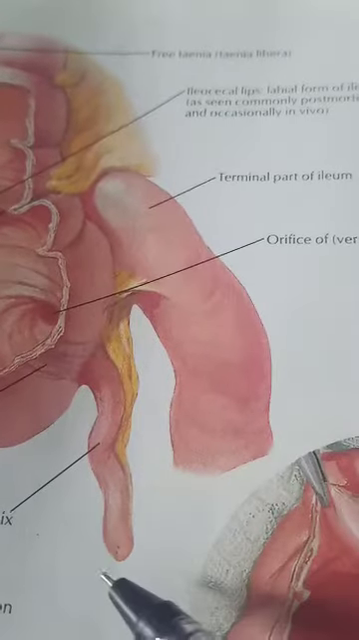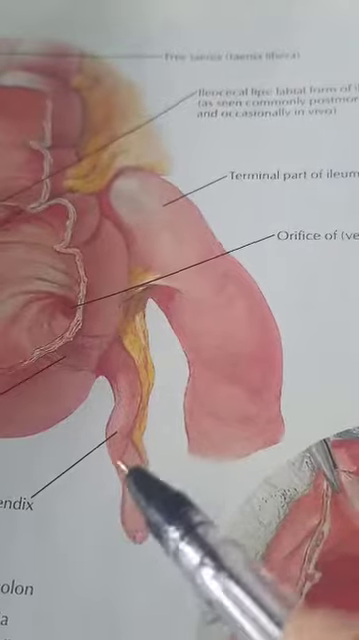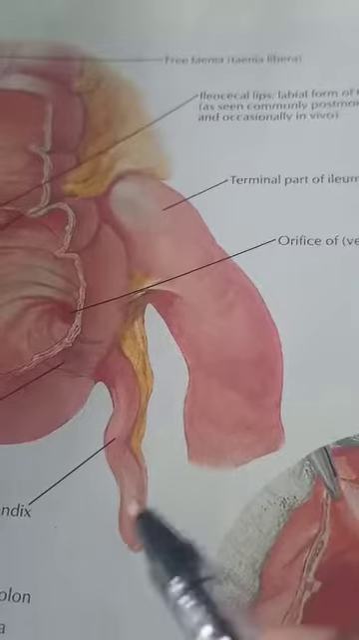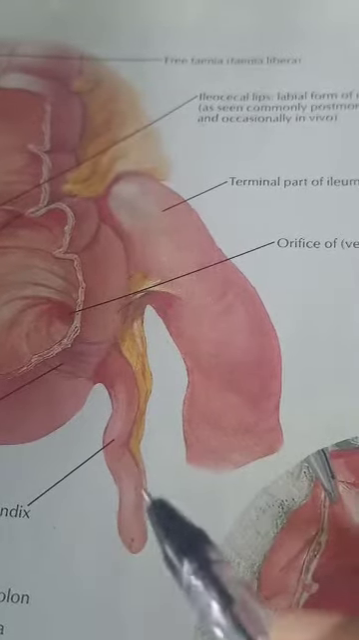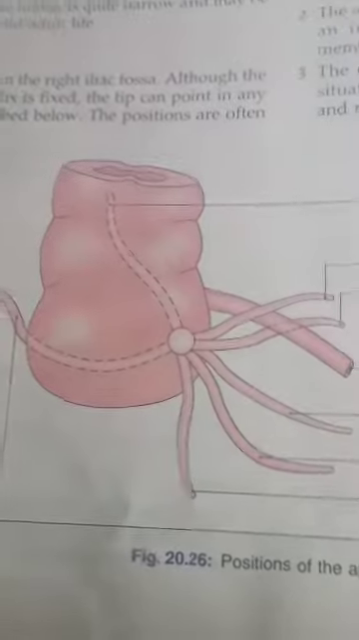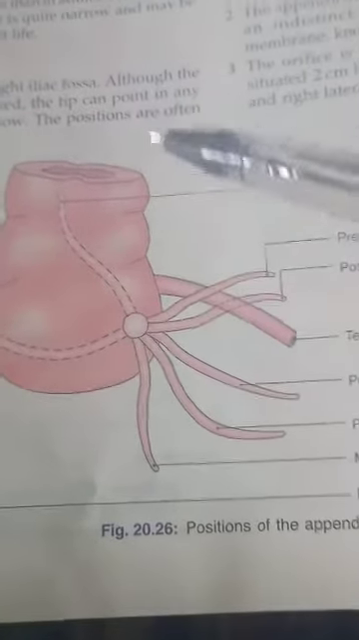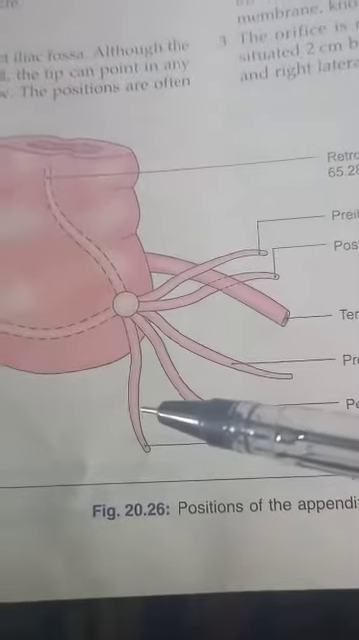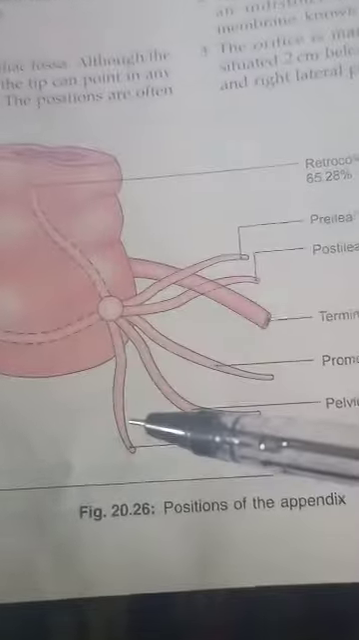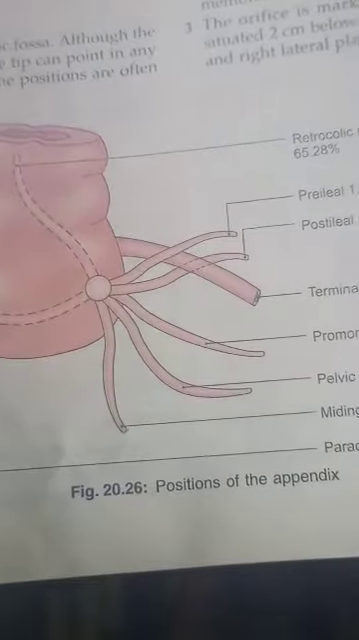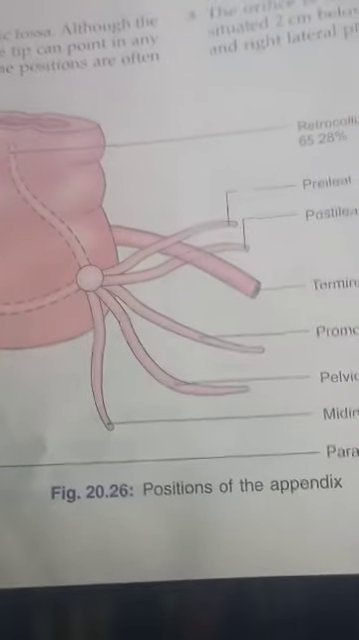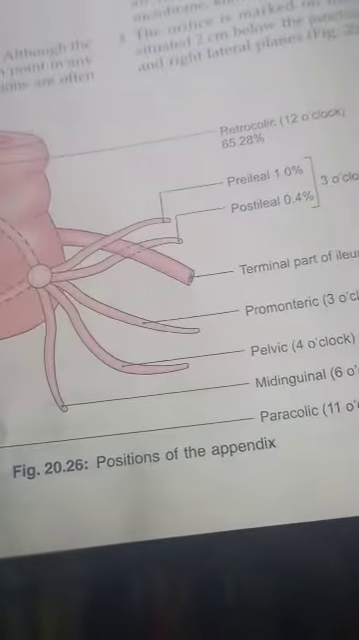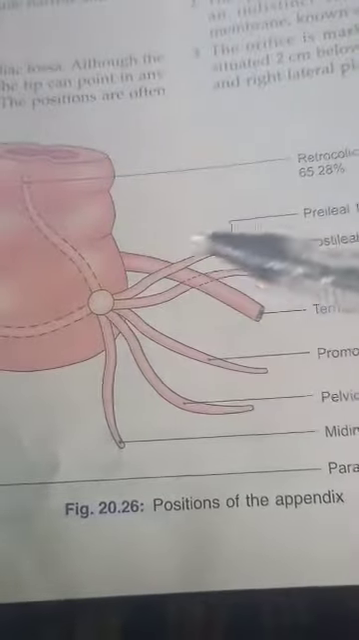Depending upon the position of the free end, where the tip portion is seen, we can divide the appendix into different types. The length of this appendix varies from 2 cm up to 20 cm. Usually it is an average of about 9 cm in length, and it has a fixed base and a free tip portion. So it depends upon the position of the tip.